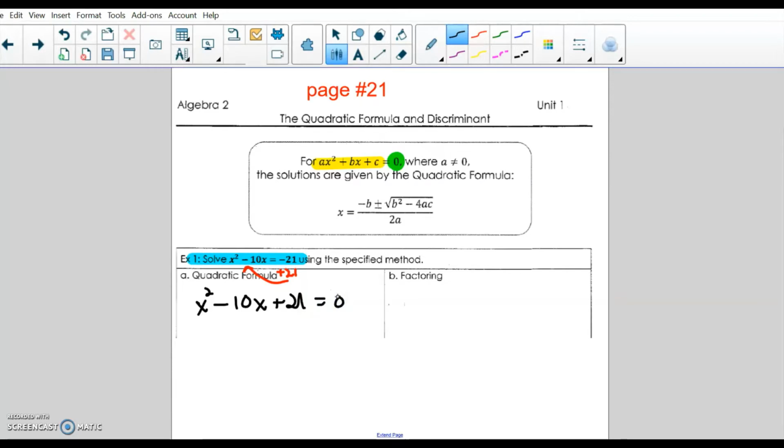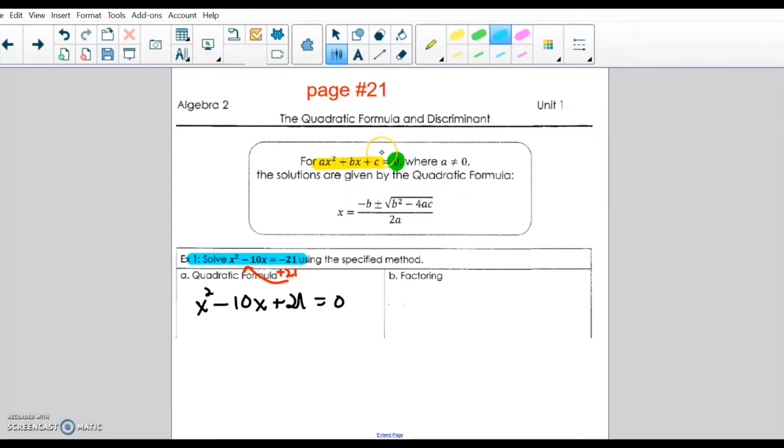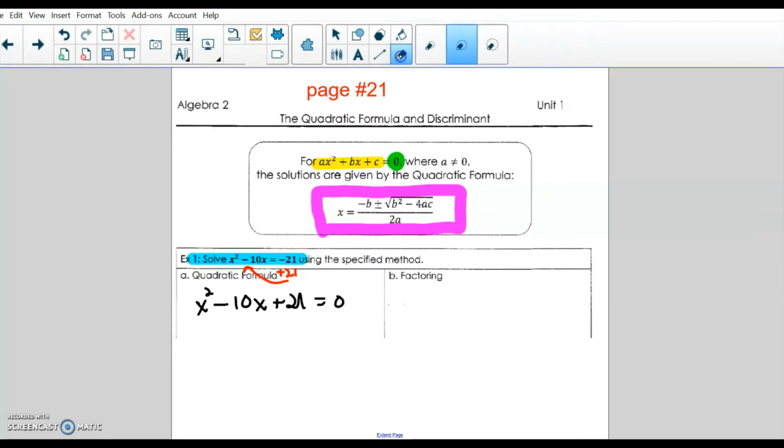Alright, so once we get that fixed, because that had to be fixed, the quadratic formula, which is right here, notice that inside the formula there are no x's. It's only a's, b's, and c's. So when we are using the quadratic formula, and we have our equation, we want to make sure that we are only using the coefficients a, b, and c, and not the x's in the equation.